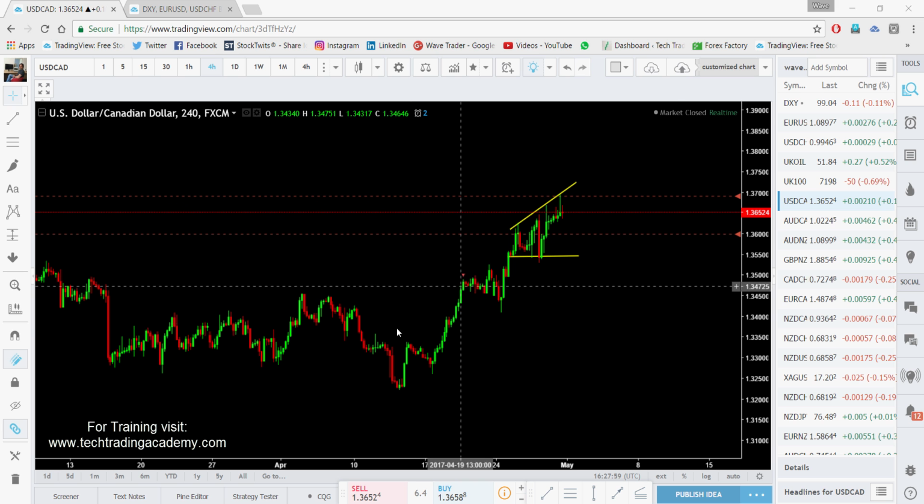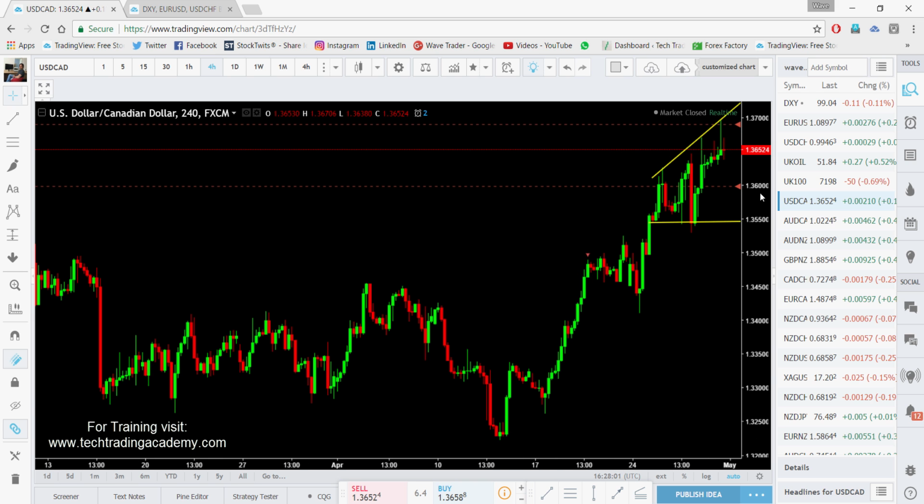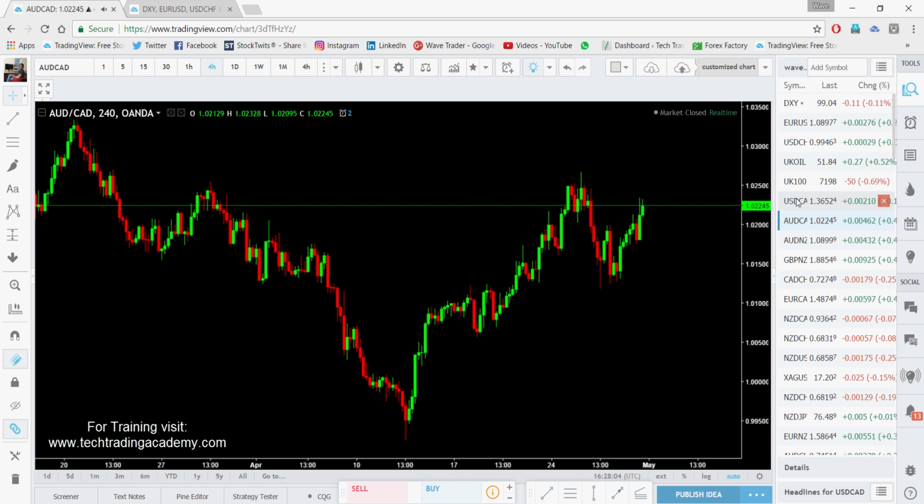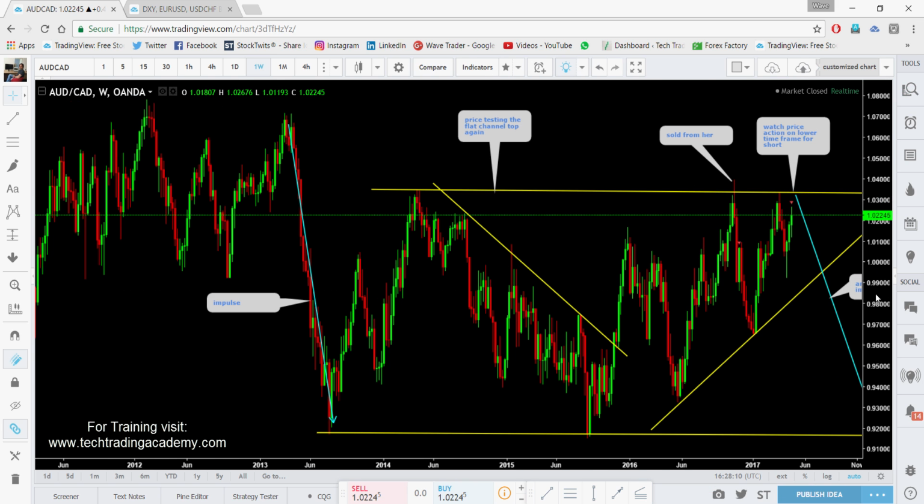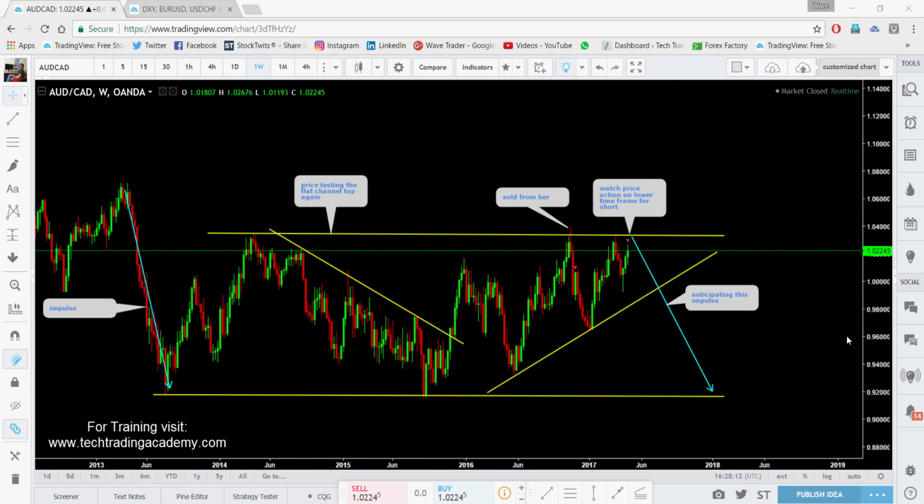The reversal formation. USD CAD forming weekly channel. Right, so last time we were selling from the top. This time we're gonna sell from the top again. This area.